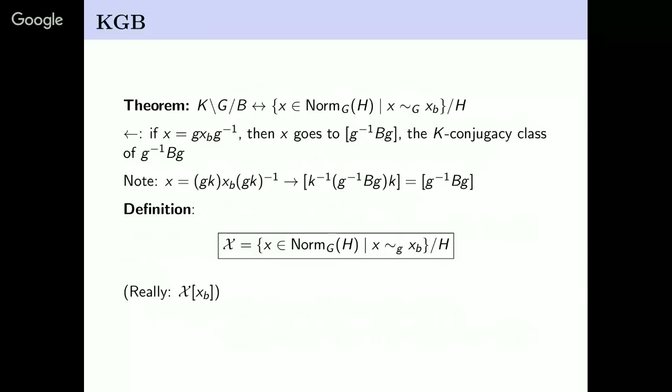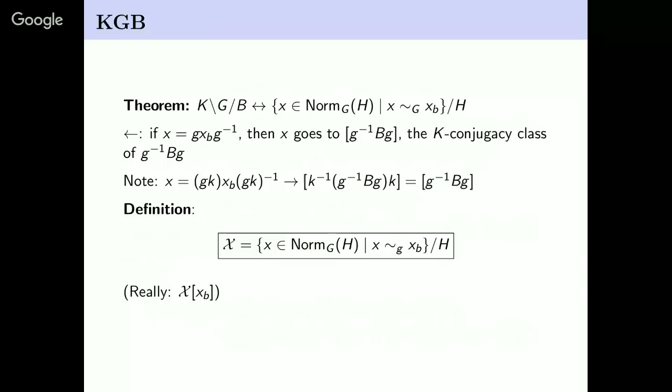Okay, I should maybe say that more slowly one more time. If you look in the algorithms paper, this space that I've defined here is denoted X bracket XB, and the space that's denoted X in the algorithms paper is bigger than this. Okay.